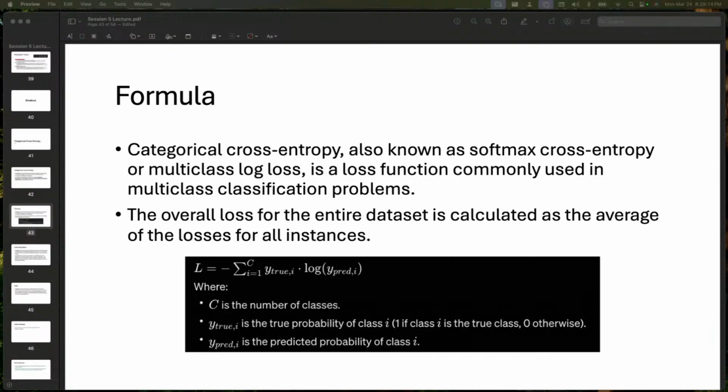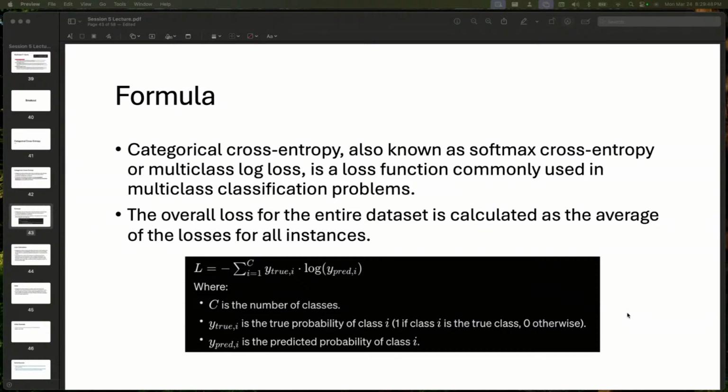Now let's look at the formula. Okay, so this is a generalization on log loss. Remember log loss? We said it was a switch formula. It's on or it's off. This is also a switch formula. It's on or it's off. It's just a generalization on that formula.